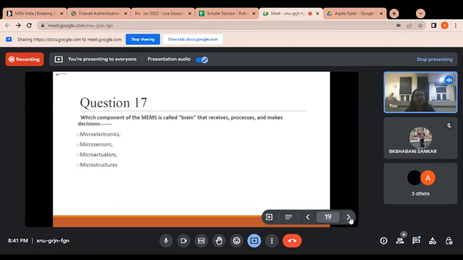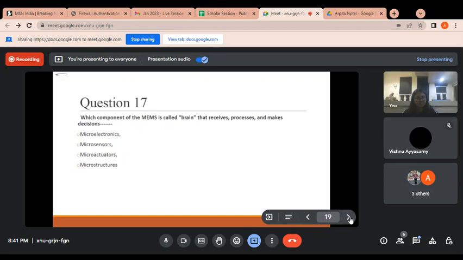So next we are moving towards question number 17. Which component of the MEMS is called the brain that receives, processes and makes the decision? First option is microelectronics, second option is microsensors, third option is microactuators, and fourth option is microstructure. So what is the main part? Option A, ma'am. Microelectronics. Good. Bapavani Shankar, what is the right answer?